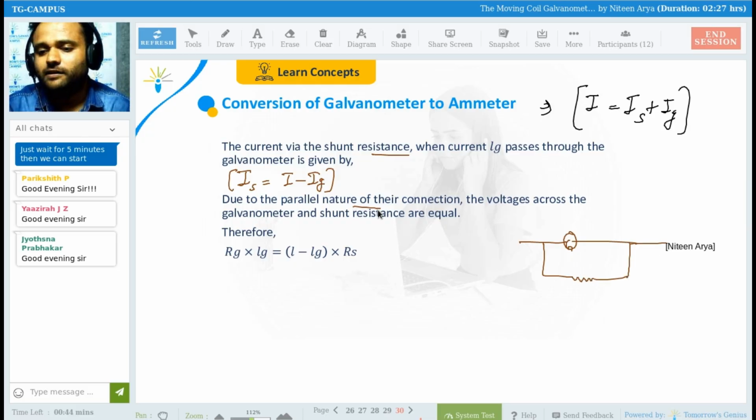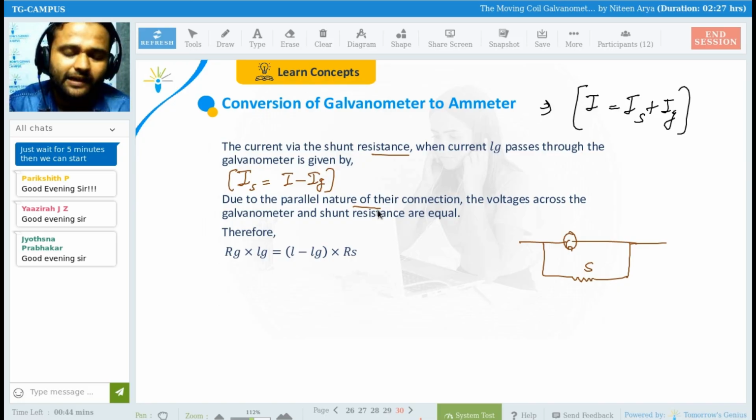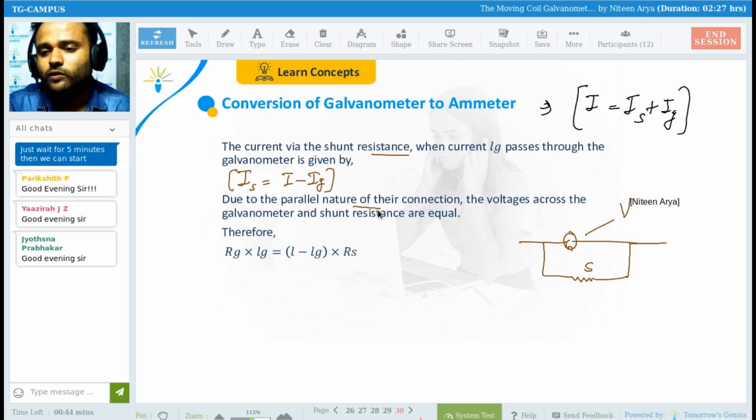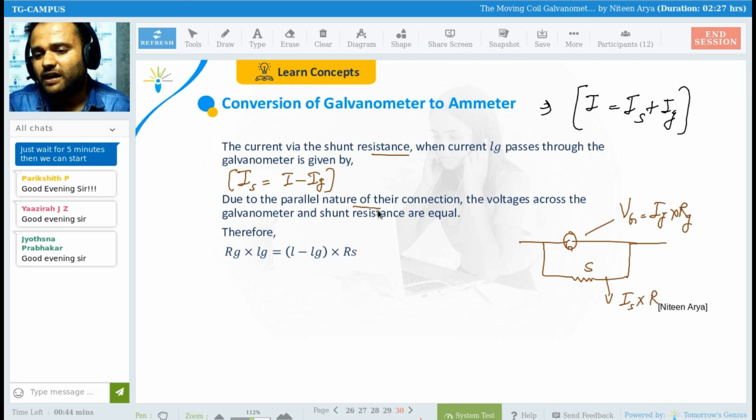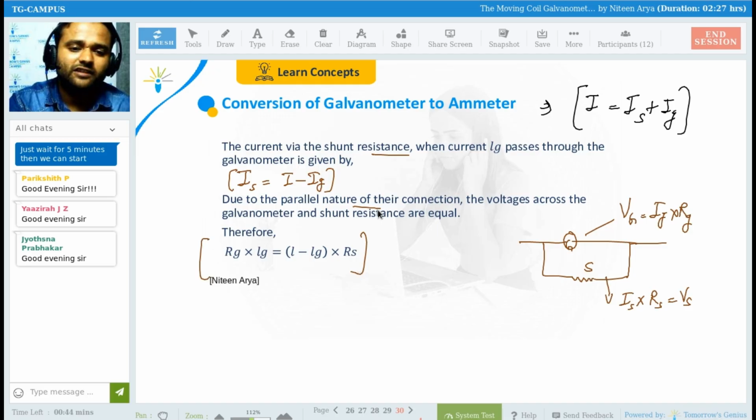Okay, and this one is your shunt resistance. So in any particular circuit, in any particular devices which are applied in a parallel connection, the voltage is going to be equal. So obviously the voltage VG is nothing but IG into RG, and that is IS into RS, which is VS. So we are doing that. Nothing more we are doing here.